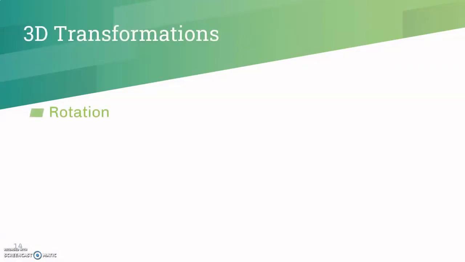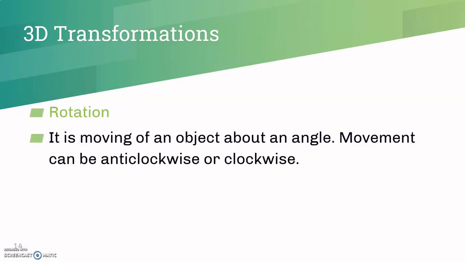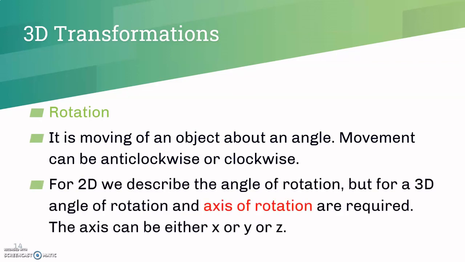Now we have the next transformation, that is a rotation. So it is moving of an object about an angle. Okay, moving can be anti-clockwise or clockwise. So here we are considering only clockwise directions.